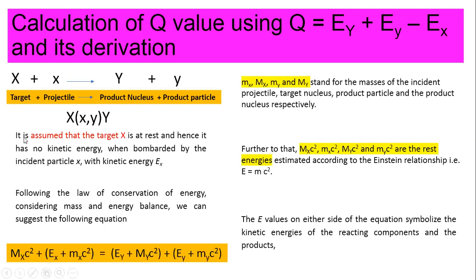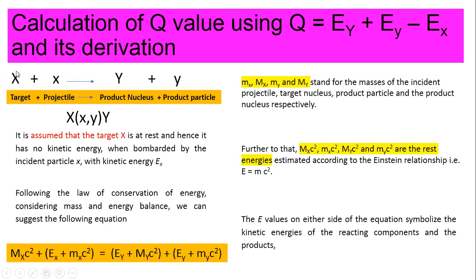So what I am going to do is assume the target is at rest, and hence it has no kinetic energy when bombarded with the incident particle X with the kinetic energy Ex. So I am assuming here the target is at the rest position. So when it is at rest, it does not have kinetic energy, but it has mass. And of course, the projectile must have mass and energy as well. And the product nucleus and the product particle also have mass and energy.